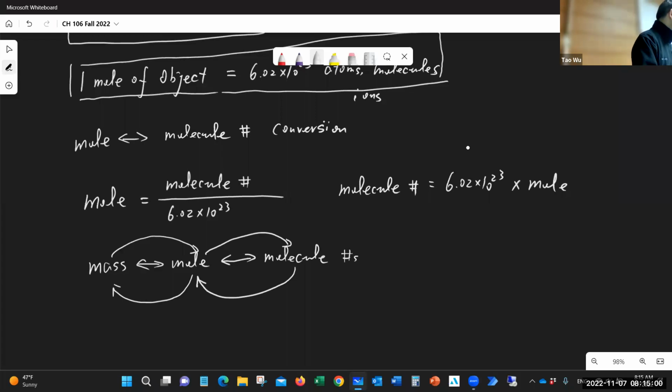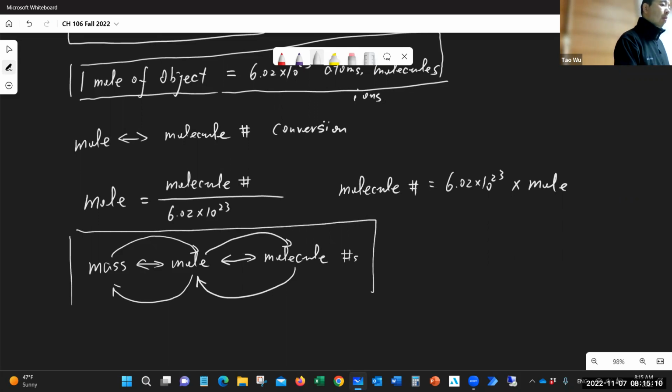We did a worksheet on this. A lot of people still have no idea how to make the conversion, but I think the best way is to put this map in your cheat sheet. At least you can base on this map to figure out where to go. If your question has the molecule numbers, asking what's the mass, what's the first step? First, you convert that to the mole, and then you go from mole to the mass.